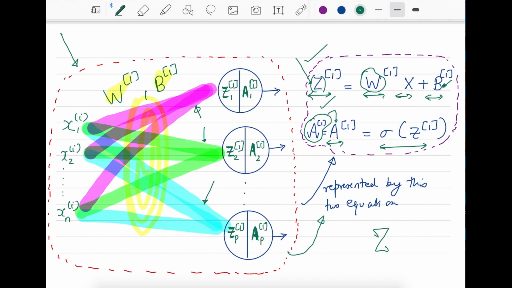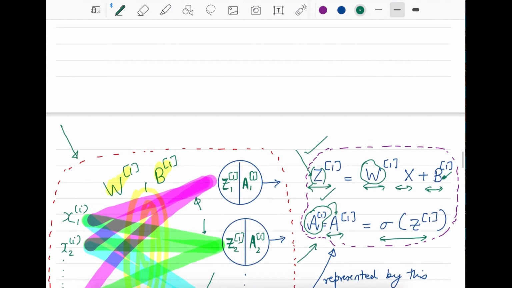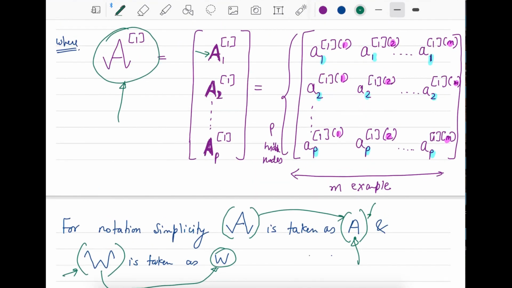So you have to keep in mind that whatever I am writing here to represent this equation involves double vectorization. This is the lowest level, this is the middle level, and this is the highest level. So what I am telling is I am writing the highest level only, not the lowest one or the middle one.